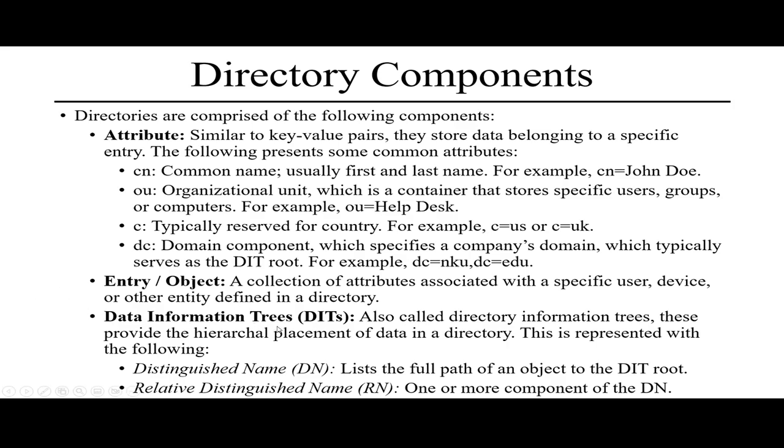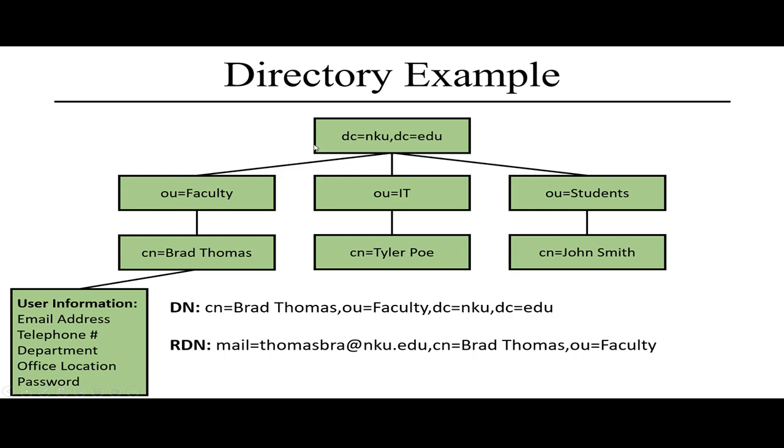Finally, there are data information trees, also called directory information trees. These provide the hierarchical placement of data in a directory. This is represented with the following. There's the distinguished name, or DN, which lists the full path of an object in the DIT root, and the relative distinguished name, or RDN, which is one or more components of the DN. I'm going to give an example of that in this little picture here. At the top we have NQ.edu. This is the root of NQ's directory, let's say.